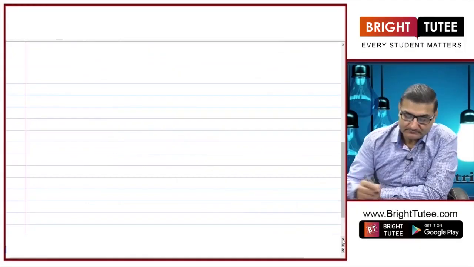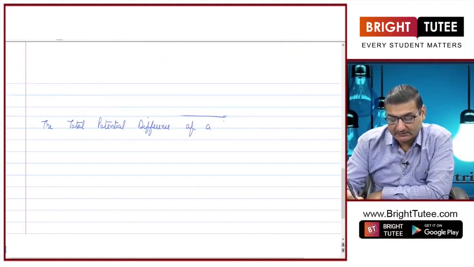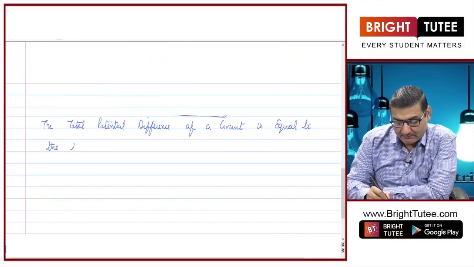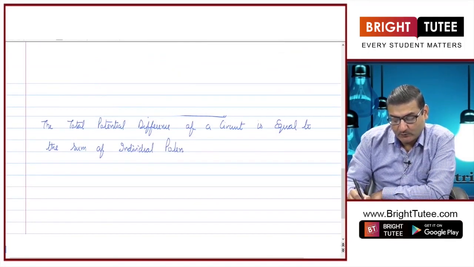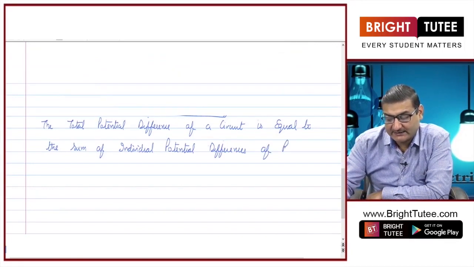Clear? The total potential difference of a circuit is equal to the sum of individual potential differences. It is equal to the sum of any individual potential differences of resistances connected in series.